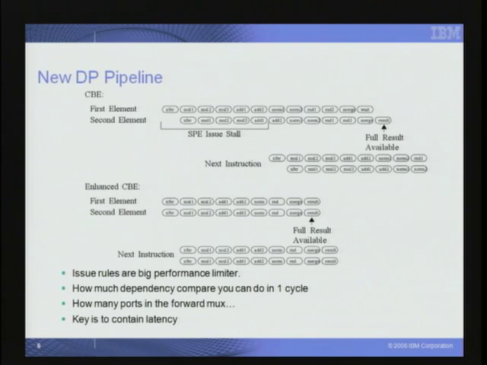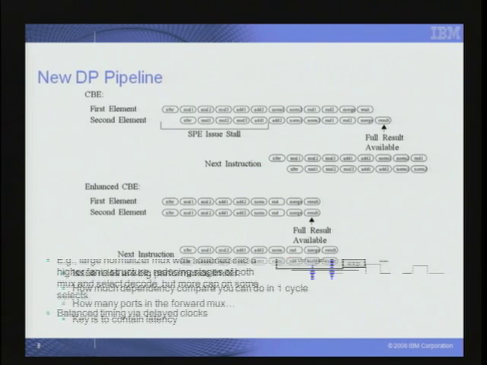So I put up some reference slides here to show you how things are pipelined on Cell BE and how they're pipelined on PowerXCell 8i. So you can see that the issue rules are a big performance limiter. And if you're involved in a chip design, the best thing to do is contain your latency, and most of your problems will go away.